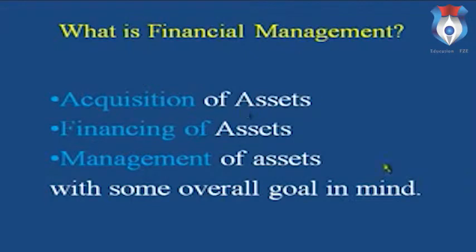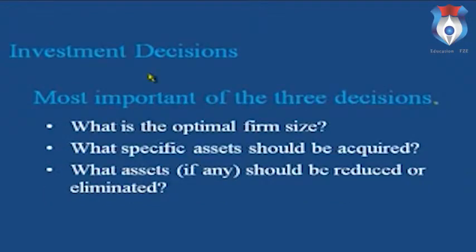So let's talk about these three decisions in detail. First decision is the acquisition decision or investment decision. It is related with the left hand side of the balance sheet, which is the asset side. It is the most important decision among all three decisions taken by the finance manager. Now, the finance manager has to decide what should be the optimal firm size. Firm size is represented by the total value of assets of the firm. And after finalizing the optimal firm size, it should be finalized what specific assets should be acquired.